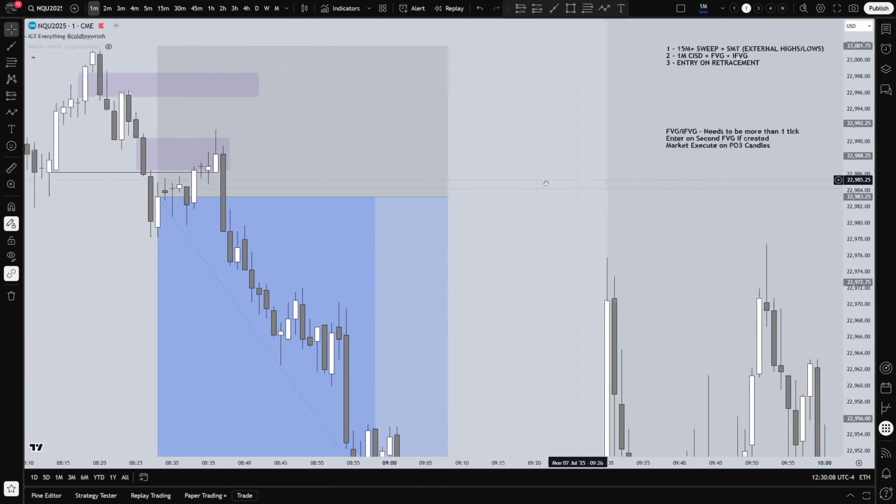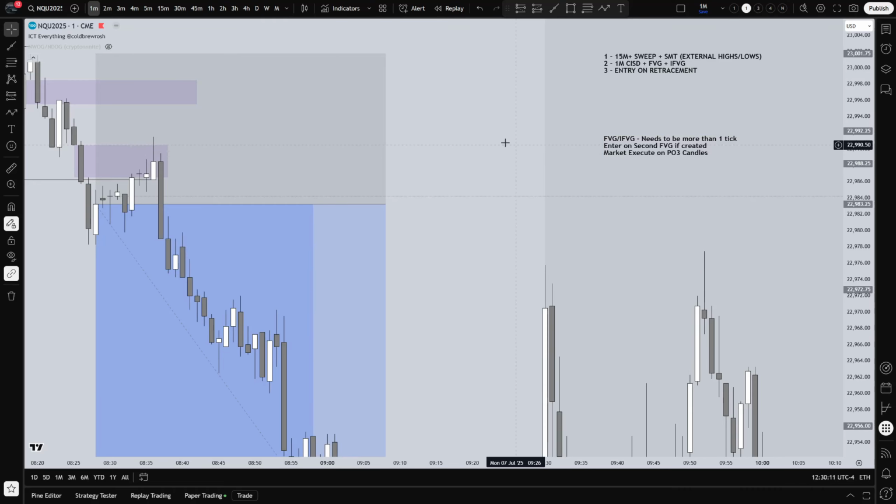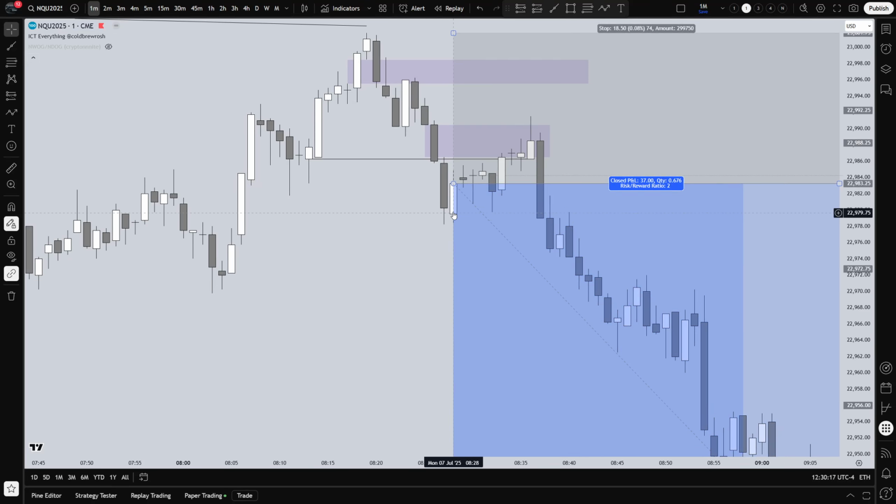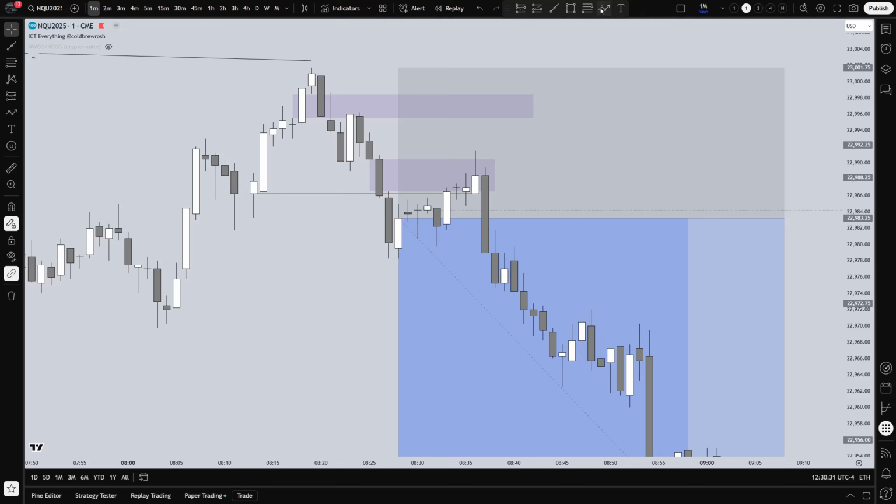The reason the entry is here is because of this rule: you market execute on power of 3 candles. When the candle has done this, where it's opened, dropped, and closed higher, creating a fair value gap after, we need to look to have an entry at the execution of the next opening, because it's unlikely, it can happen, but it's unlikely that the candle might continue higher to then give you an entry. What I'm saying is that it's more likely it might do something like this and you would miss your entry, as this is already the drive higher into these gaps.